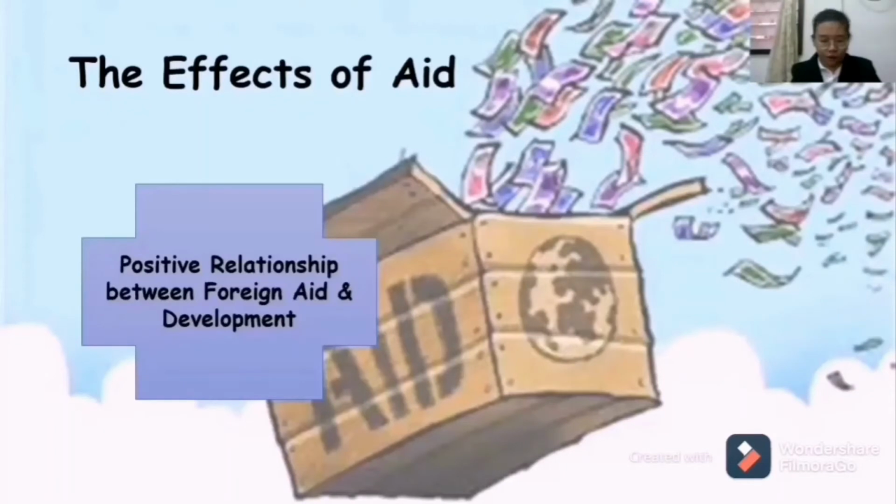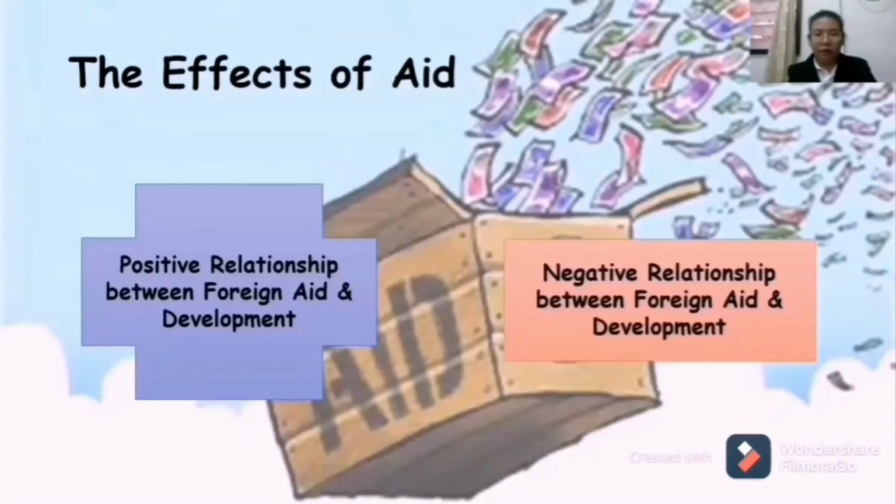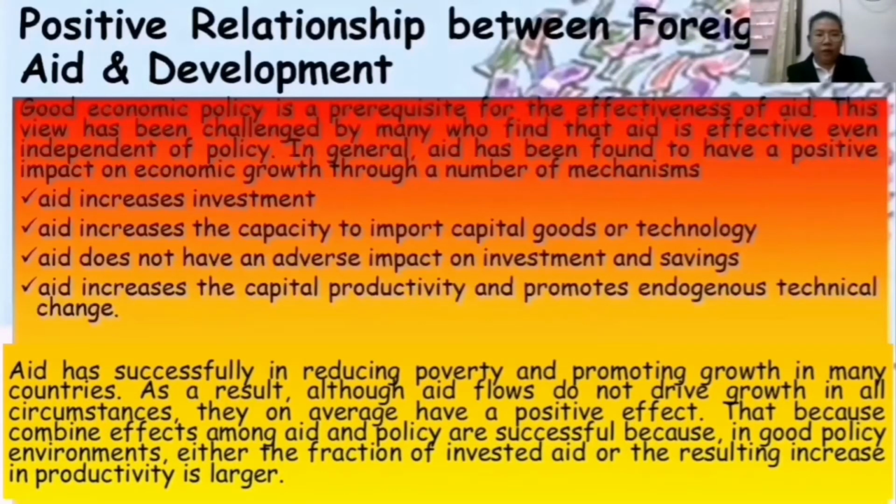The effect of aid: there is a positive relationship between foreign aid and development. There are also negatives. In the positive, we can see that good economic policy is the prerequisite for the effectiveness of aid. This view has been challenged by many who find that aid is efficient even independent of policy.